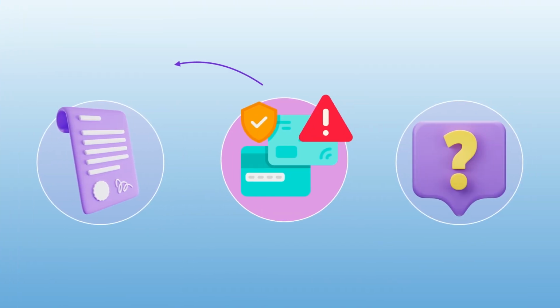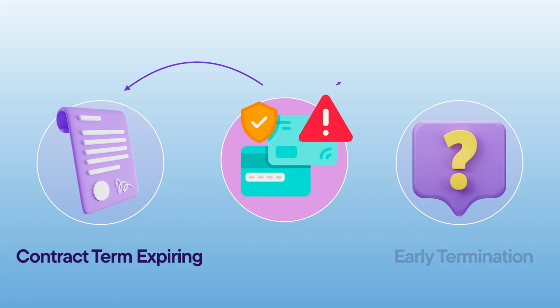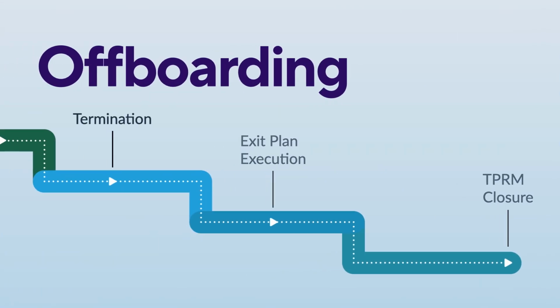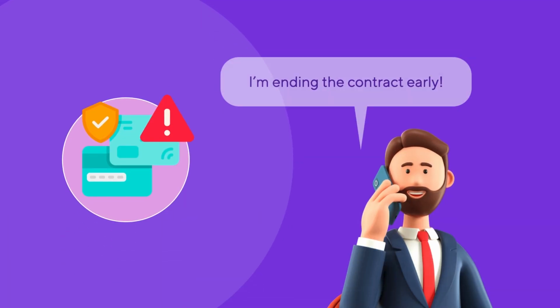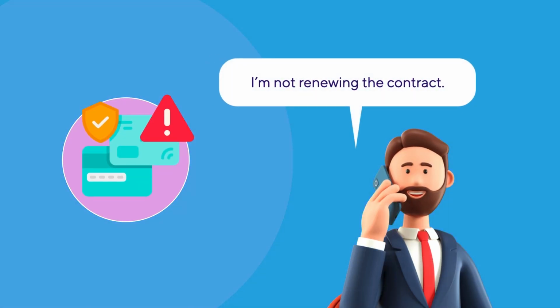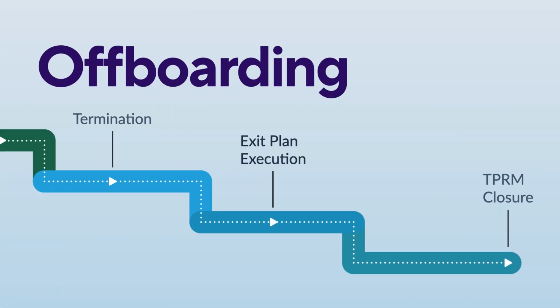This could be due to the contract term expiring or early termination due to unplanned circumstances. The first step is termination, where you notify the vendor about ending the contract early or your decision not to renew. Once you notify the vendor, you can move on to the exit plan execution.